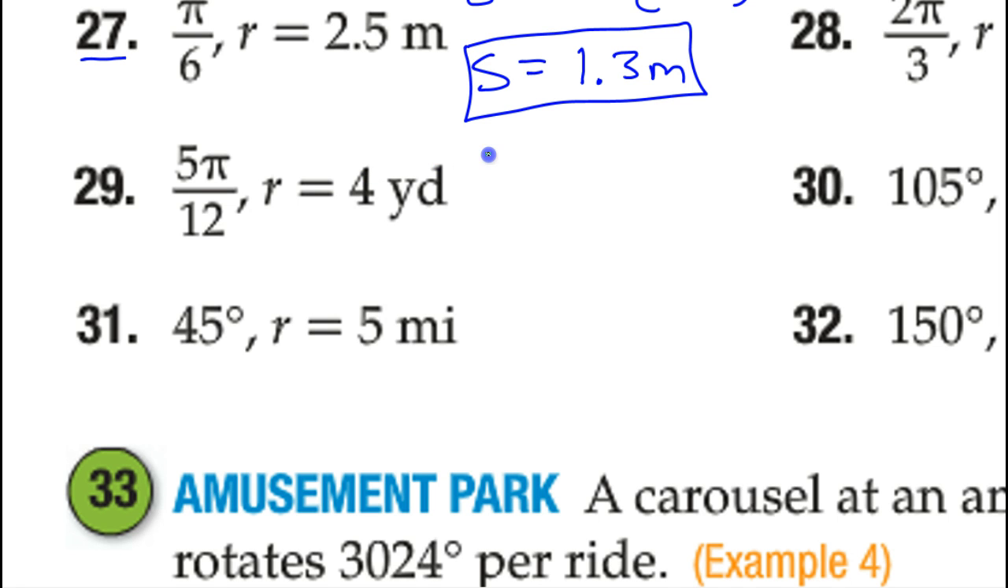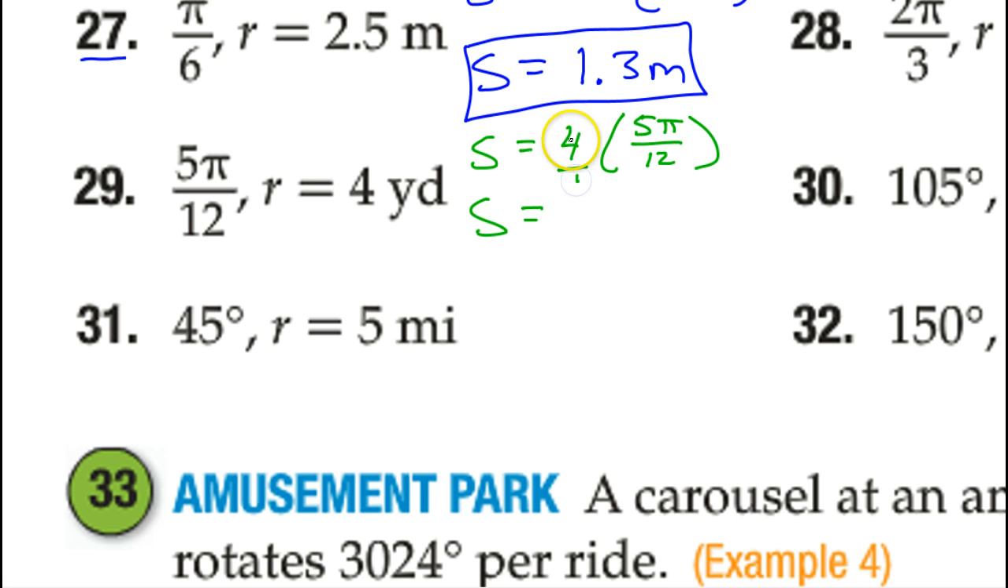Alright, here we go again. So the arc length is going to be r times theta, so that'll be 4 times 5 pi over 12. Now, again, just one more time, if they ask you for the exact answer, which on tests very often you're not allowed to use a calculator, so you have to know what to do if you don't have a calculator. And this is what you would do.